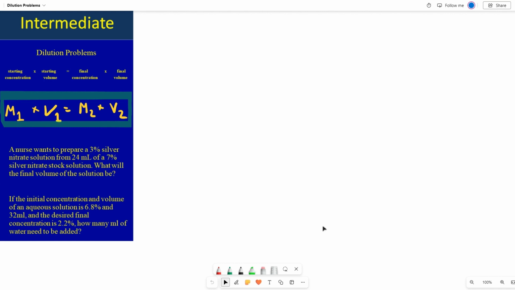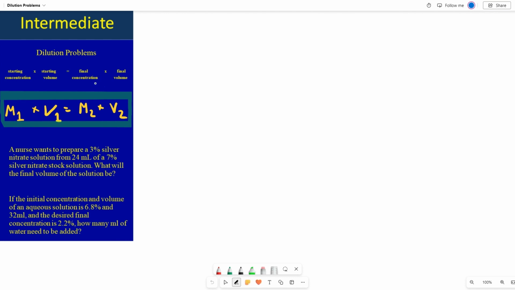This is labeled an intermediate video because it assumes you have a basic understanding of the terms solute, solvent, and solution. If you need a review of that content, I'll put a link in the upper right-hand corner. So, dilution problems: basically you're starting off with a certain concentration and a certain volume of a solution. That's what's over here. And then you're diluting it down to get a new volume and a new concentration.